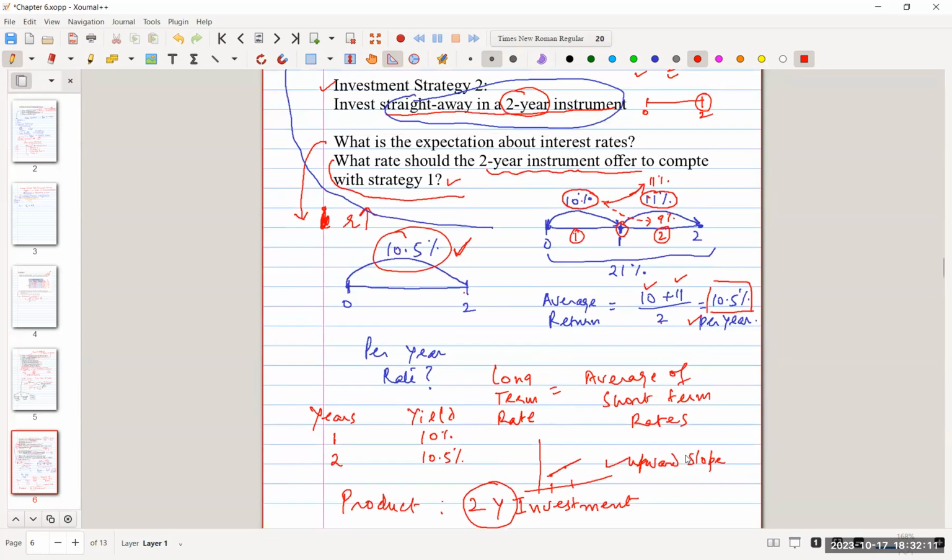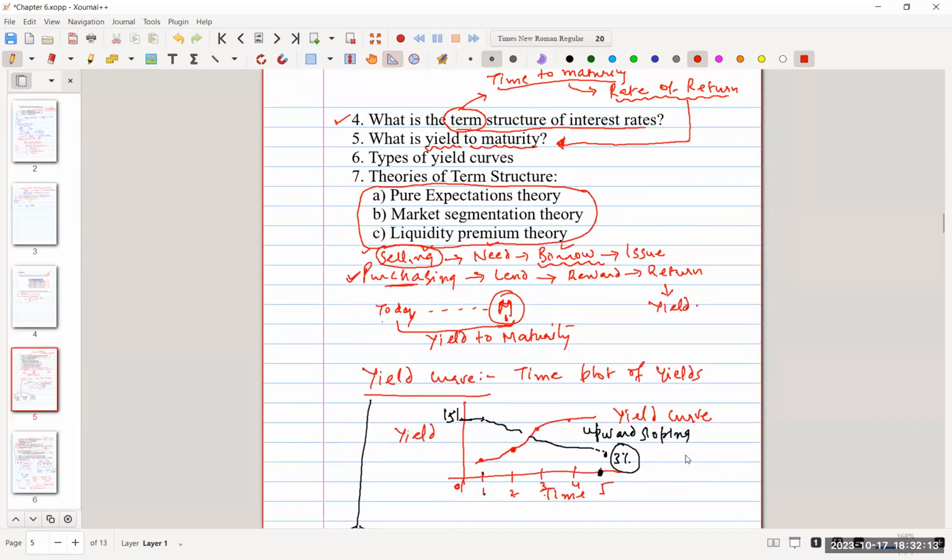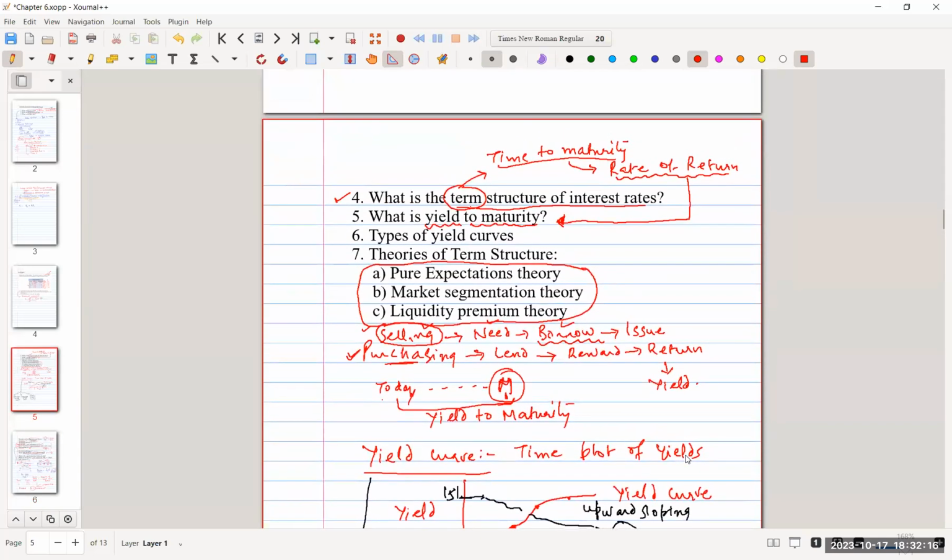Okay, the next term structure theory is market segmentation theory. It's easy to follow. In pure expectations theory, one key takeaway was that bonds or financial instruments with different maturities can be perfect substitutes of each other. We saw that just now. Market segmentation theory is, well, if pure expectations theory is the North Pole, then market segmentation theory is the South Pole. They are diametrically opposite to each other.